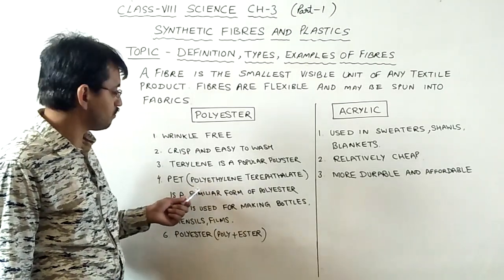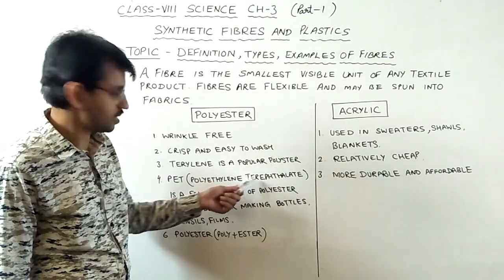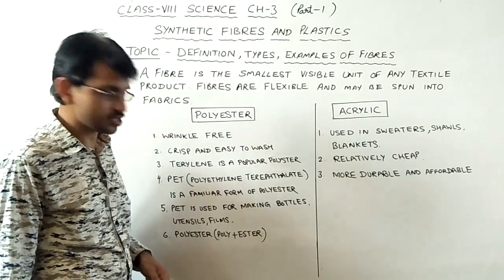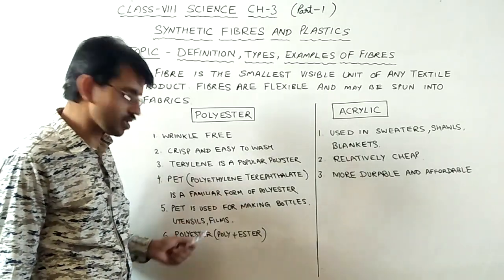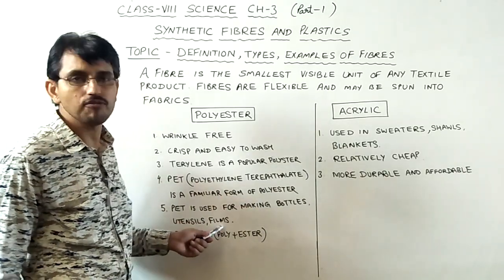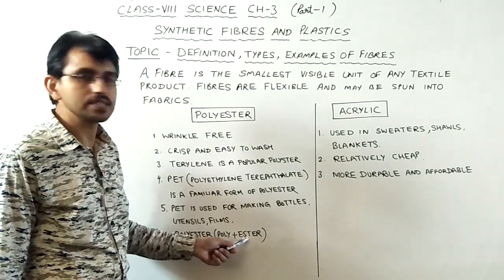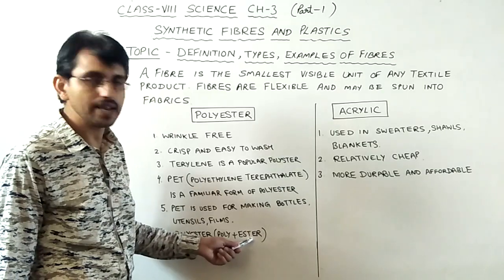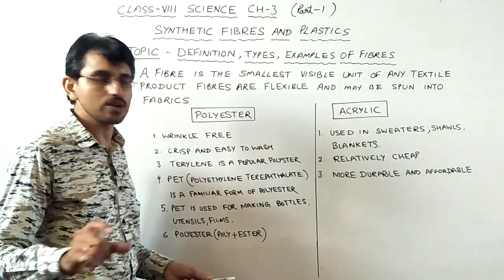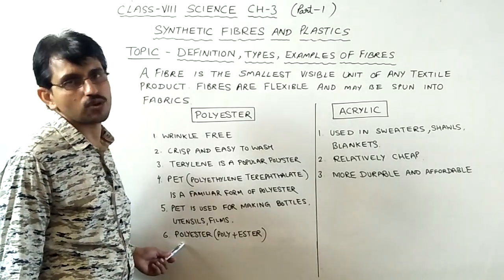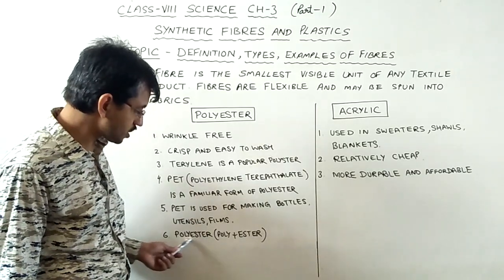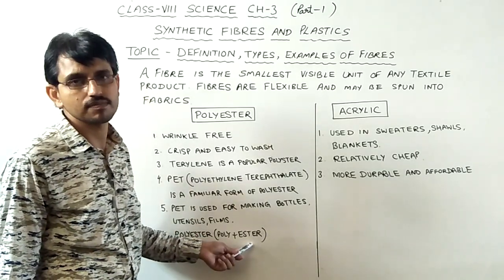PET, polyethylene terephthalate, is a familiar form of polyester that is used for making bottles, utensils and films, photographic films. Polyester means poly plus ester. Poly means many. Many ester units are joined together, linked together to make this polymer. It is called polyester. In other words, polyester is a polymer of esters.